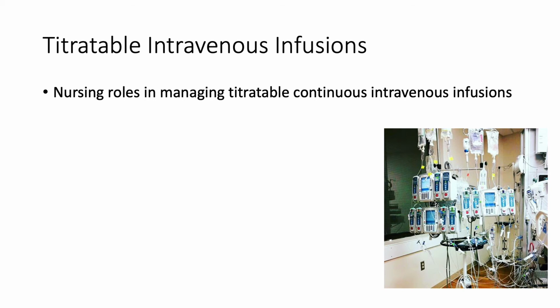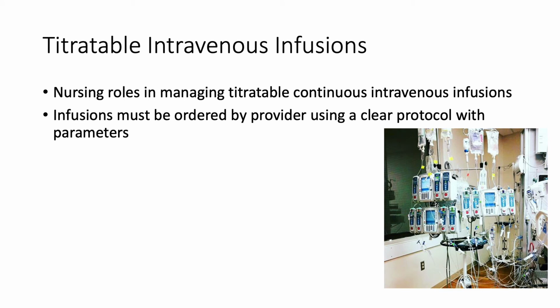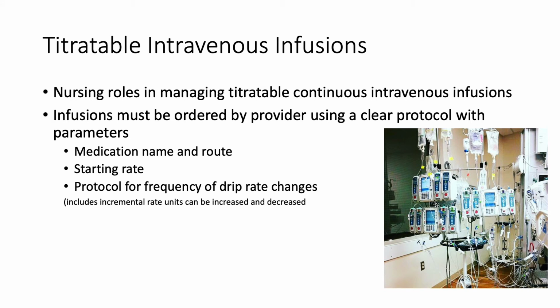As with any other medication, continuous infusions must be ordered by a provider, and those orders are quite detailed. So as you would expect, the name and the dose of the drug must be provided. But we also need a starting infusion rate as well. And we also need a protocol for how frequently the drip rate can increase and decrease and by how much. A max infusion rate must also be included so we know when the drip can no longer be increased.